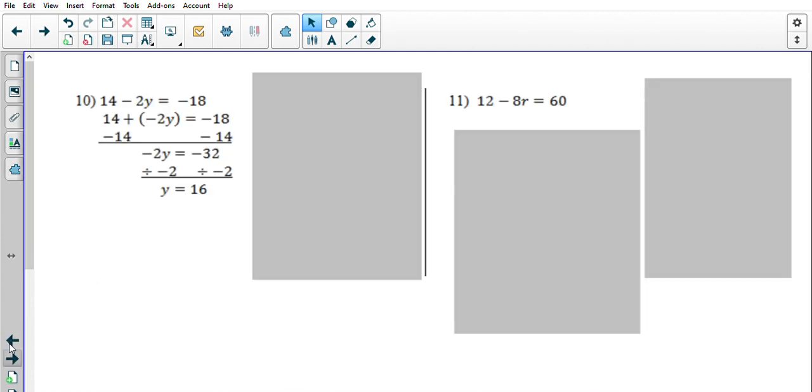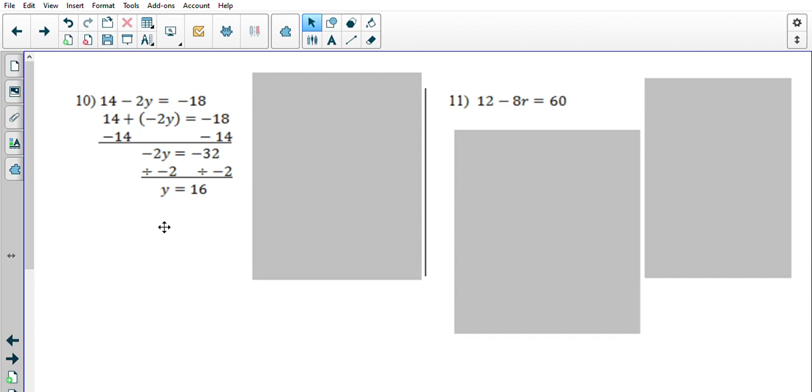Okay, I do want to finish this video with two last questions. It still has the variable coming after subtraction, but there's a coefficient besides 1 in front of the variable. So number 10 is done for you. We have 14 minus 2y equals negative 18. Again, your variable comes after subtraction, so I do suggest adding the opposite, writing it as 14 plus negative 2y equals negative 18.